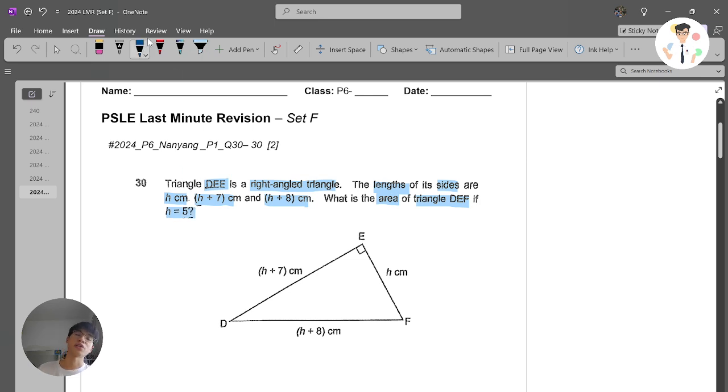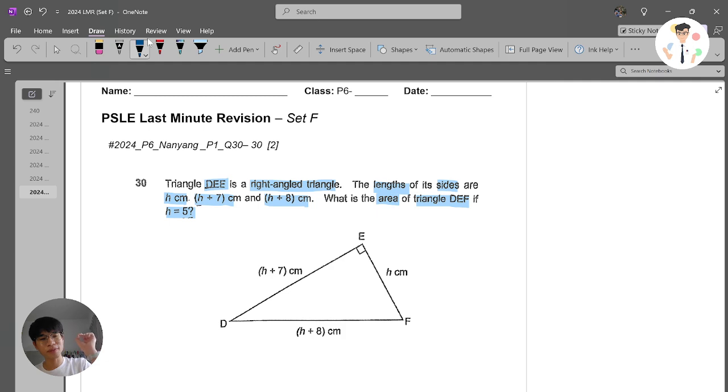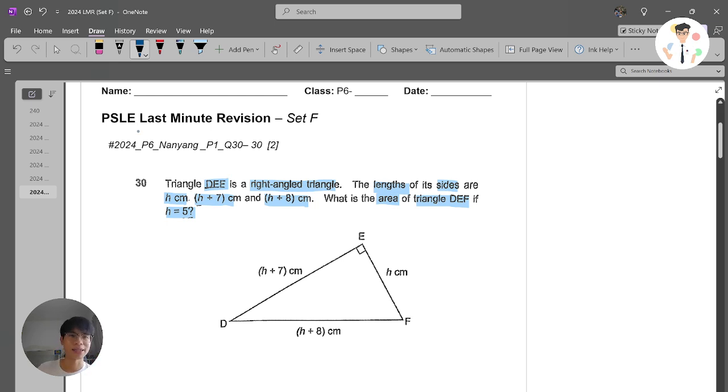Now, of course, you can choose to combine the variable and form an algebraic expression, then put in the h value, or you can just put in the h value first. But I think most of you will choose to put it in first because that will be much easier. So I'll put here 5 cm because h is 5, right? And here will be 5 plus 7, that will be 12 cm.